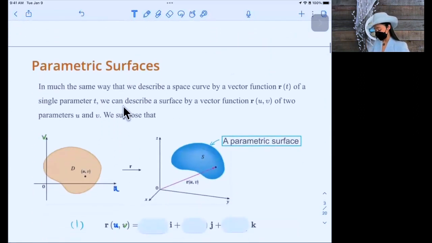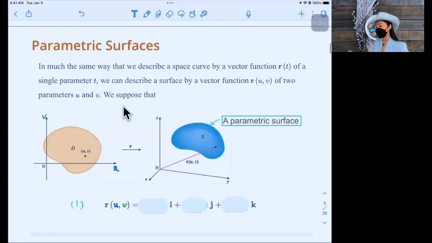Now let's talk about what they are. In much the same way that we described a space curve, at that time, how do we define the space curve? See right here. At that time, we have this variable t, and then we have a vector function of t. t is a parameter, and that will define a space curve. The tip of the vector traces out a space curve.